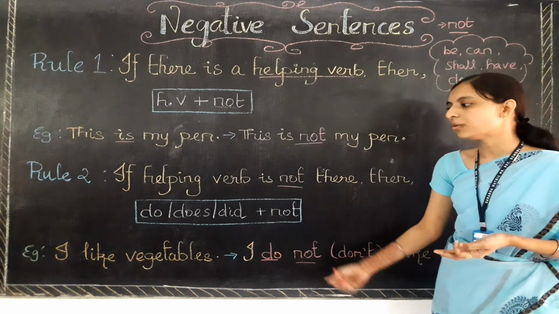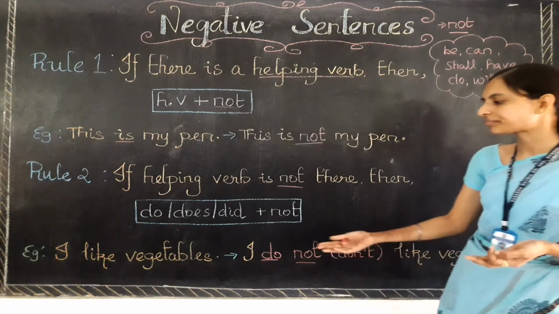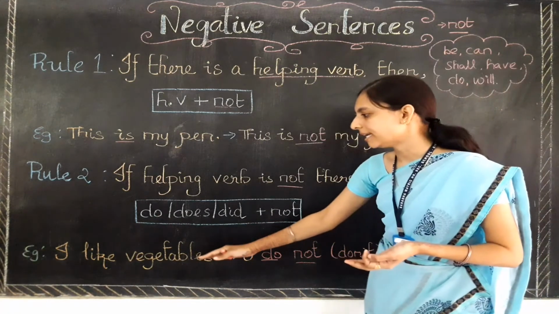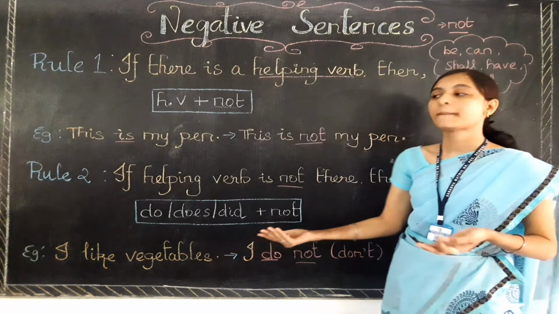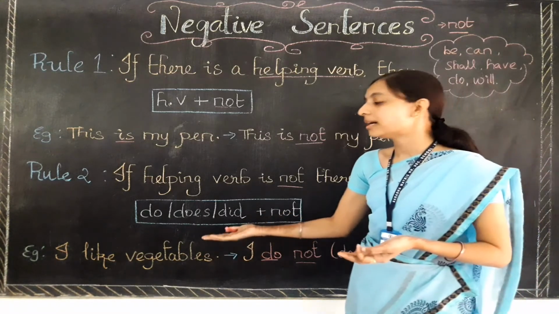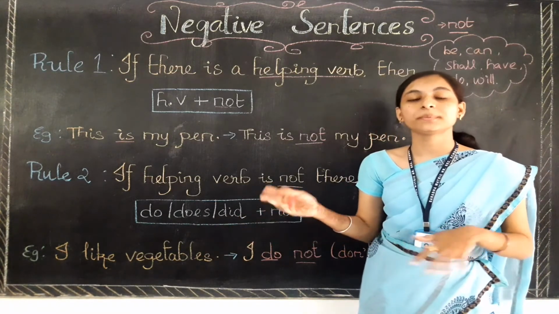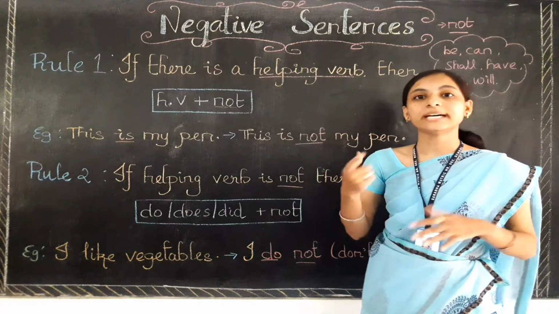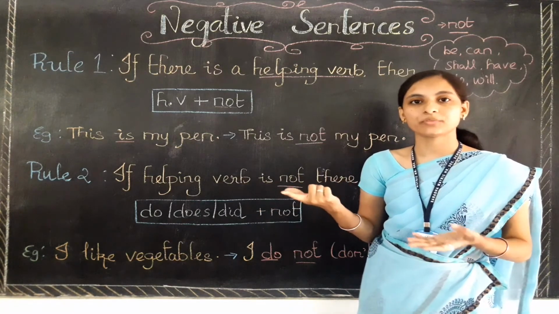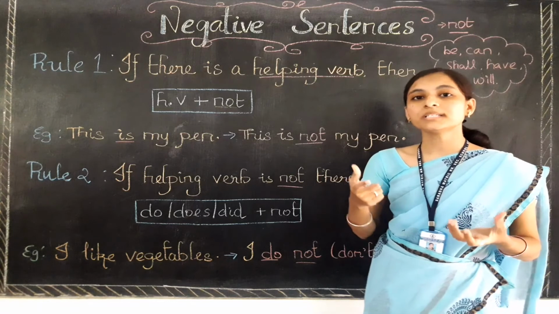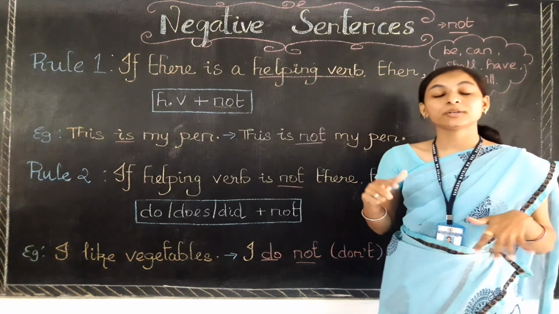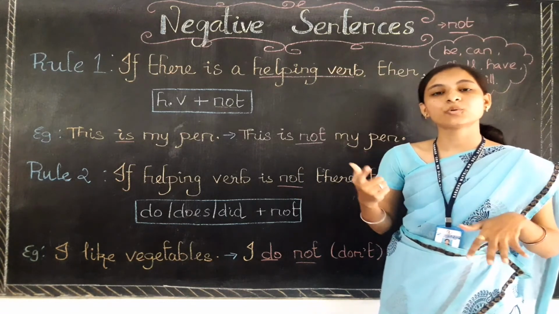I can give you one more example. Birds fly. Here there is no helping verb, so I can write: birds don't fly. Okay, birds don't fly.